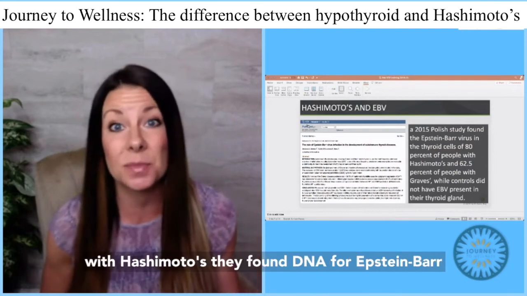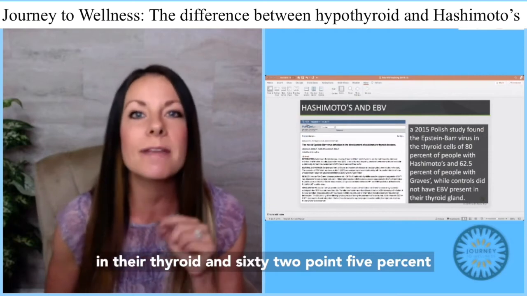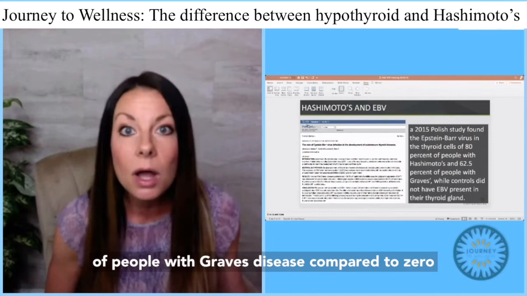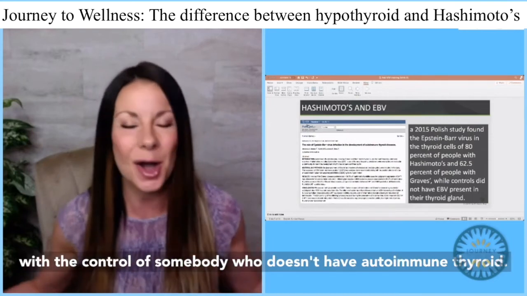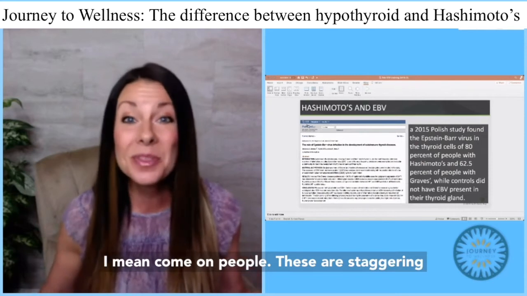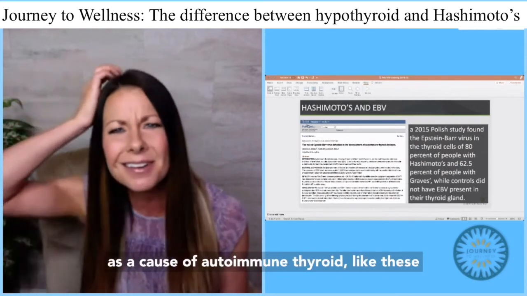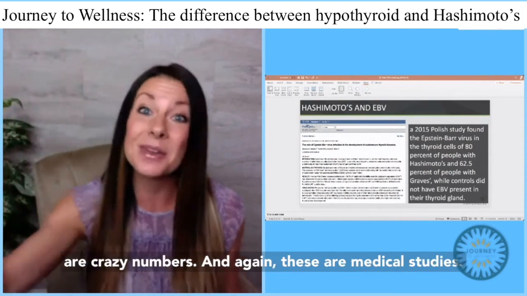In 80% of people with Hashimoto's, they found DNA for Epstein-Barr on their thyroid, and 62.5% of people with Graves' disease, compared to 0 with the control of somebody who doesn't have autoimmune thyroid. I mean, come on, people, these are staggering numbers, yet we're still not addressing this as a cause of autoimmune thyroid. These are crazy numbers. And again, these are medical studies.